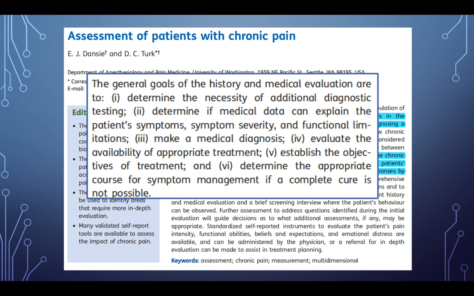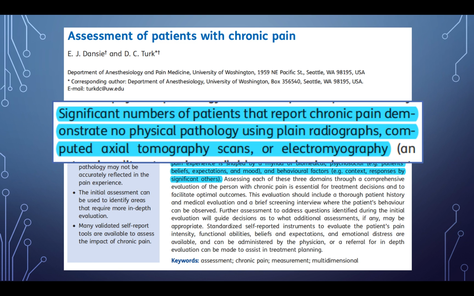The general goals of the history and the medical evaluation are: 1, to determine the necessity of additional diagnostic testing if that's necessary. We'll go over just a couple of biomarkers that you can check to see if there are any elevations in those. Number 2, determine if medical data can explain the patient's symptoms, their severity, and their limitations. Number 3, make a diagnosis. 4, evaluate the proper and appropriate treatments. Number 5, establish the objectives of the treatment. And then 6, determine the appropriate course for symptom management if a complete cure is not possible. Everyone knows this, just coming up with a treatment plan for the patient based on what you find.